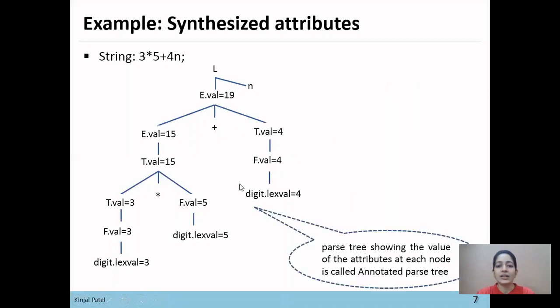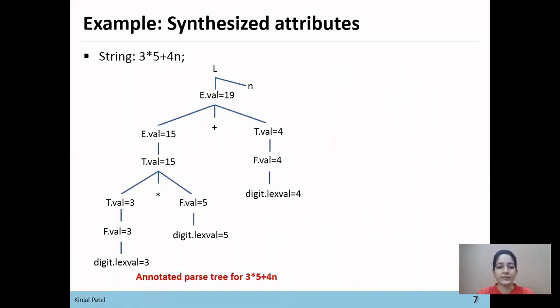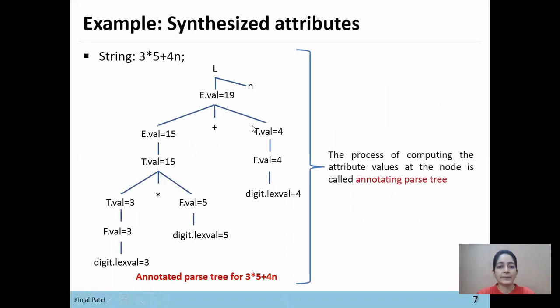Okay. So this parse tree showing the value of attribute at each node is called an annotated parse tree. So this is the annotated parse tree for 3 star 5 plus 4n. The process of computing the attribute values at the nodes gives the annotated parse tree. Means the annotated parse tree will be constructed using semantic rules, and the parse tree will be constructed using production rules.